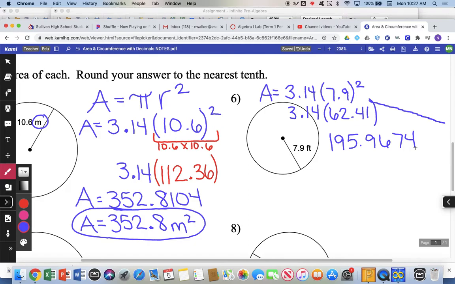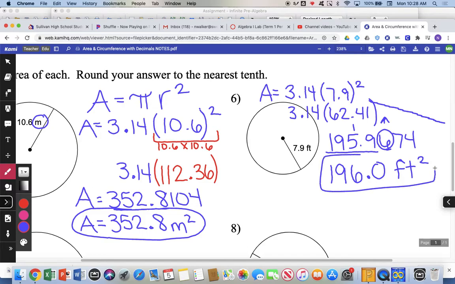Alright, so if we look at this, it's 195.9, but what does this 6 tell us to do? The 9 would go to a 1. Okay, guys, this is like 5.9. Alright, so it tells us to round up. The 9 has to round to a 10. So then the 95 becomes a 96, and then our label is feet squared.